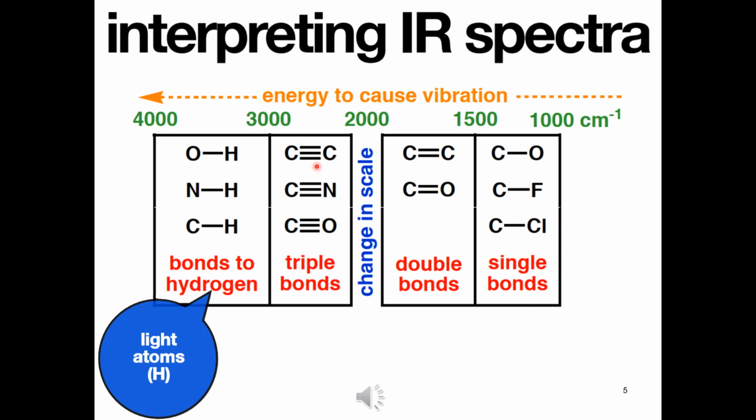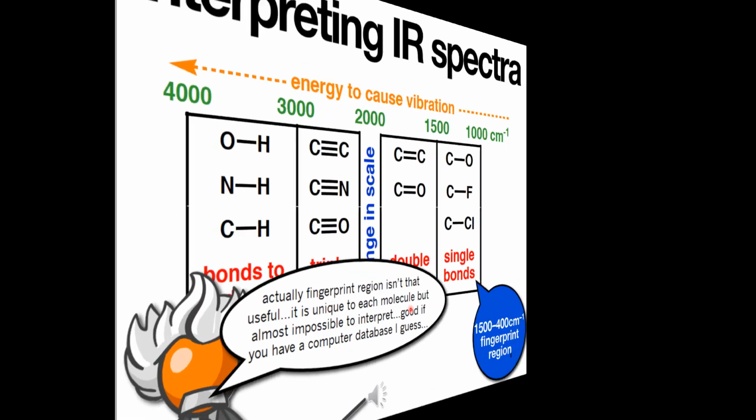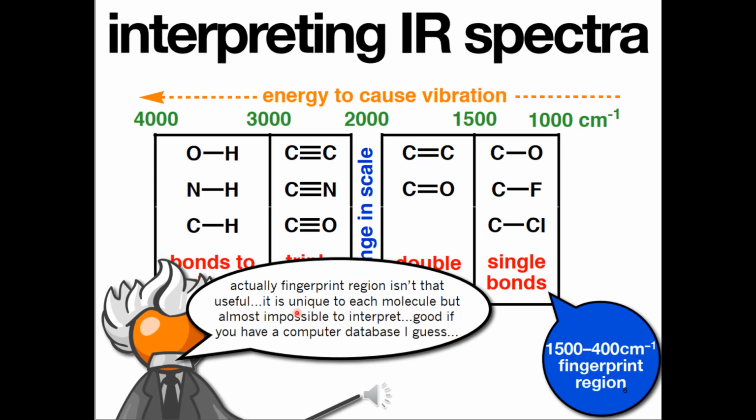Double bonds are the next highest bond strength, and single bonds connected to different atoms fall in a region known as the fingerprint region. Why is this called the fingerprint region? Let's take a look. The fingerprint region, as you probably imagined, is unique to every single organic molecule, and so it's impossible to interpret because of the complexity of the types of vibrations found in this region. Now, if you have a computer database that already has the fingerprint regions of all of the known organic molecules, then this will make your life easier.